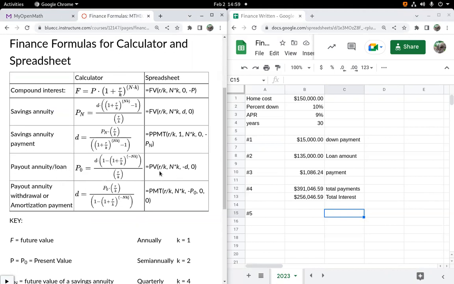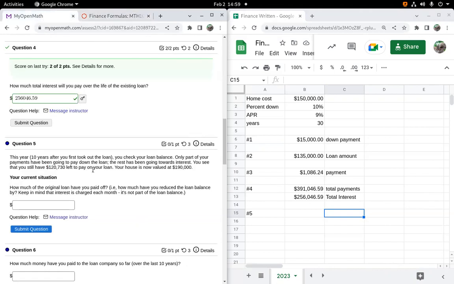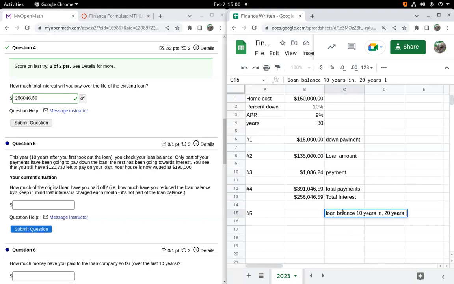So I'm going to use this other formula. That's just the PV version. And I just want to verify that 120 there. So this is optional. Otherwise, a subtraction is all that's needed. So I want to find the loan balance 10 years in, which means there's 20 years left.